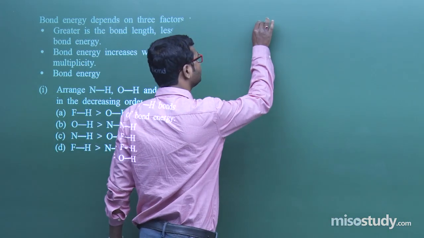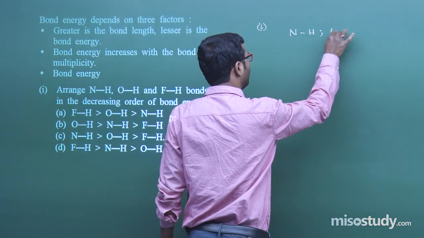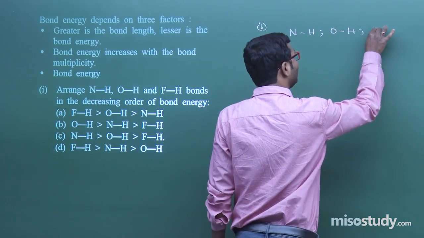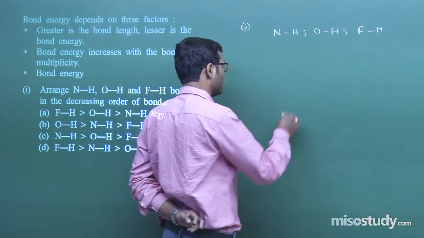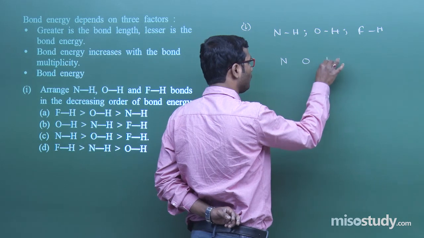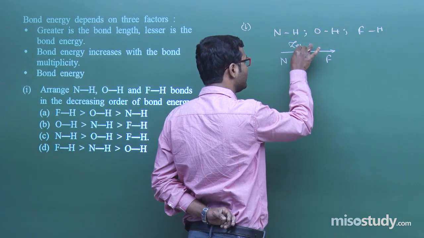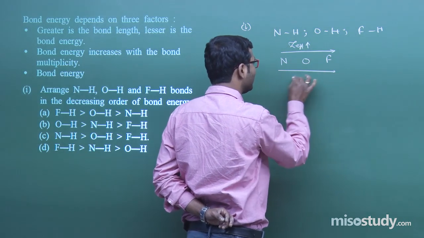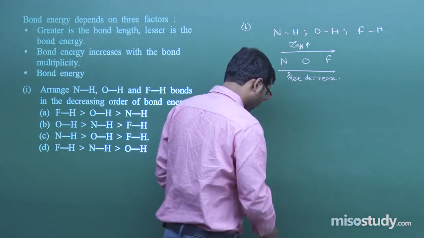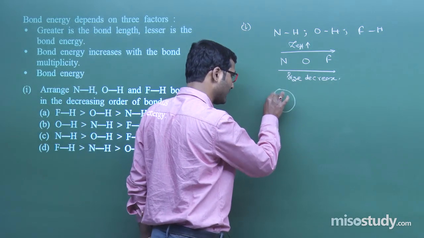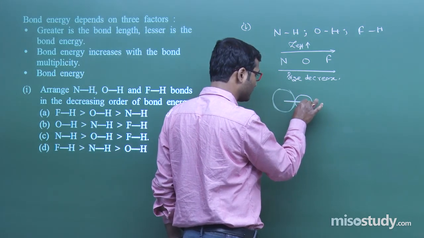Now the first one, what is given, that is arrange NH, OH and FH bonds in decreasing order of bond energy. Okay, the simple concept. If we move from nitrogen to fluorine, that is if we move along the period, we know due to the increase in the value of effective nuclear charge, size decreases. Clear? That means if I draw the size of this, suppose this is nitrogen and this one is hydrogen, so this is the NH bond.